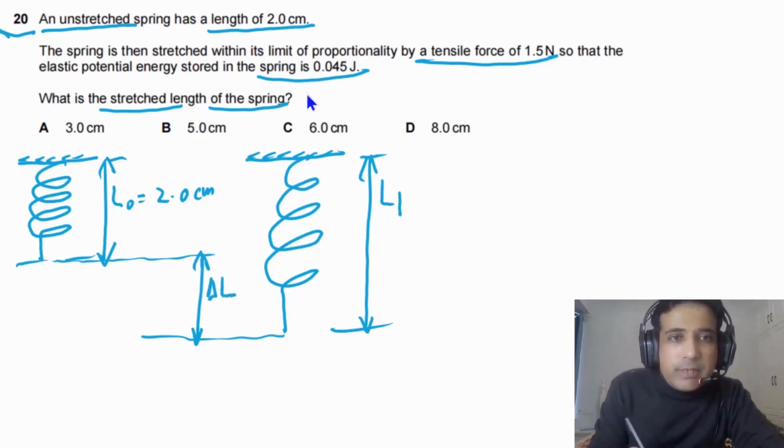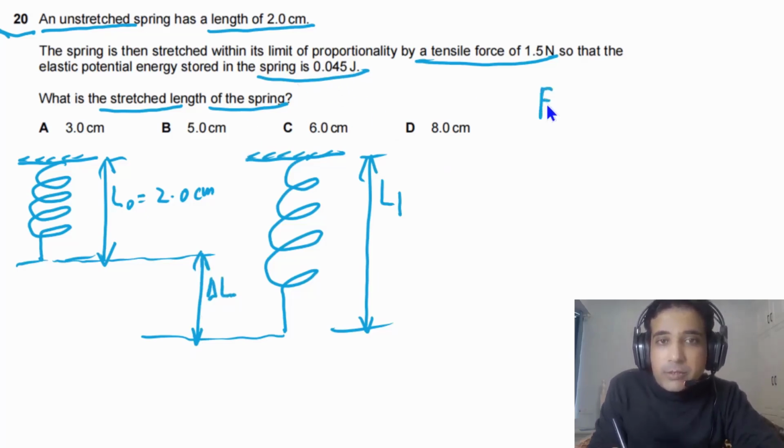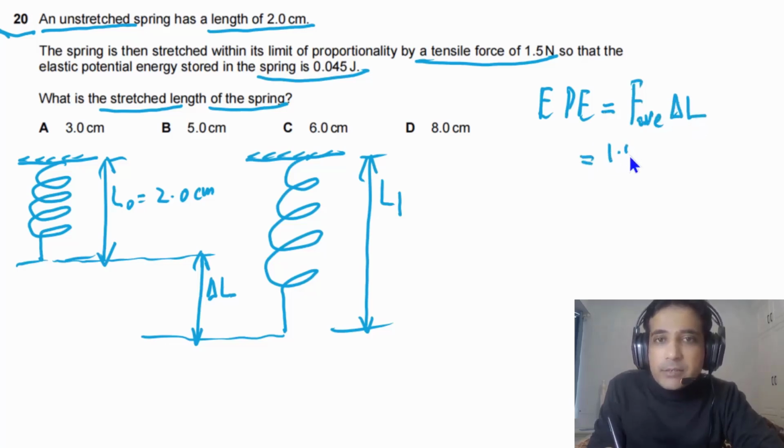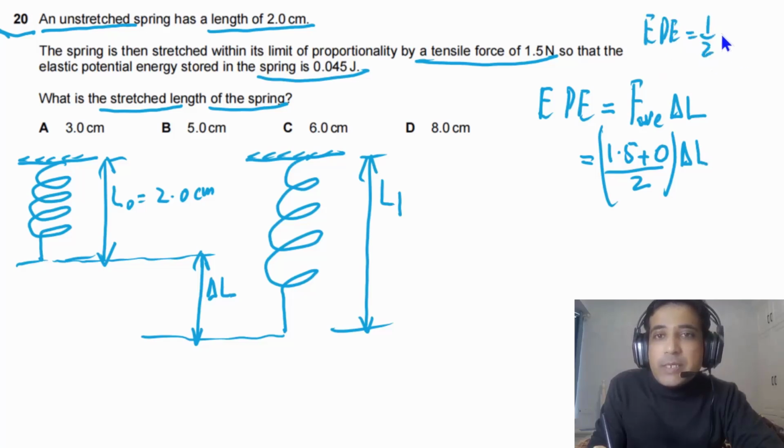Because elastic potential energy is given to us, we can say EPE is equal to average force times delta L. So we have F max equal to 1.5, and initially force will be 0, divided by 2, times delta L. Simply we are using this formula, don't get confused with this. EPE is equal to 1/2 F, but this F is the maximum. Why do we use 2? Because we need to find the average force acting on the spring. I have written this so you can have a better understanding, not just memorize the formula. So this is 1/2 F max times delta L.